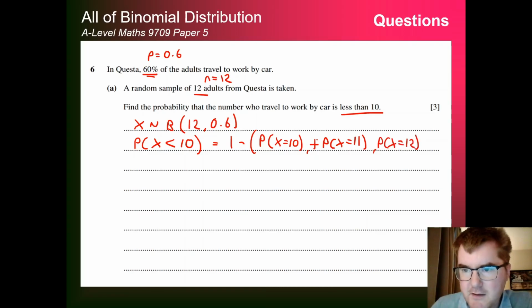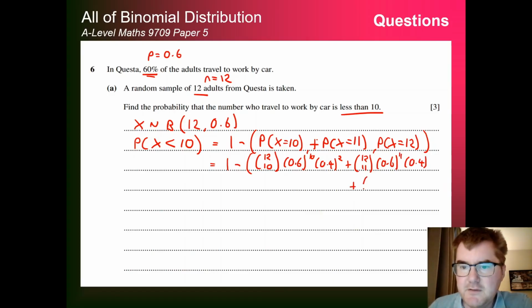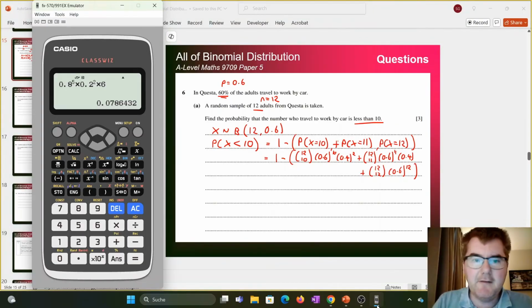I imagine you're getting very quick at doing this now at home, so let's just write this out very quickly. Again, pretty used to this now. So 12 choose 10, and we have 0.6 to the power of 10, 0.4 squared, 12 choose 11, 0.6 to the power of 11, 0.4, and then 12 choose 12, which is just 1, 0.6 to the power of 12. Okay, so we've got everything written down for the examiner, so they are very happy. Let's just pop this in. So we have 1 minus, and then we have 12 choose 10.